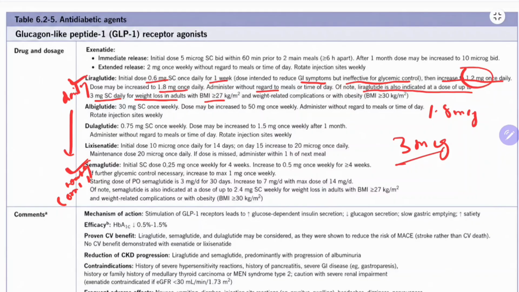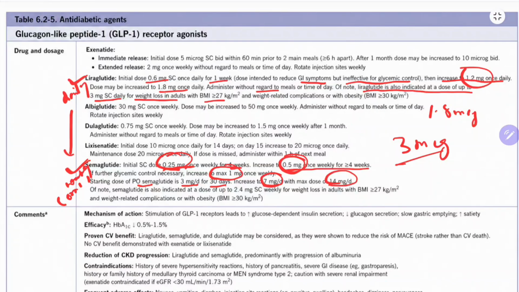Semaglutide is costlier. It is started at 0.25 mg once weekly for 4 weeks. After 4 weeks you will go to 0.5 mg once weekly for another 4 weeks. This is for tolerance. Now the therapeutic dose is 1 mg once weekly, and if required you can go to 2 mg also, but the maintenance dose is usually 1 mg once weekly. Oral semaglutide is 3 mg per day for 30 days, then 7 mg per day, which is the therapeutic dose. Then the maximum you can go is 14 mg per day: 3 mg, 7 mg and 14 mg.